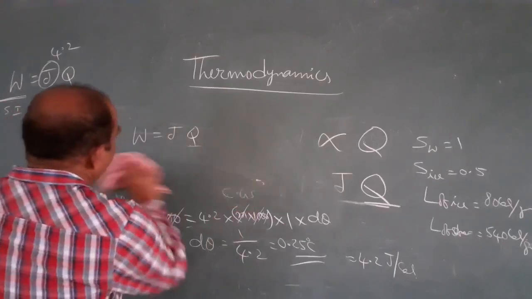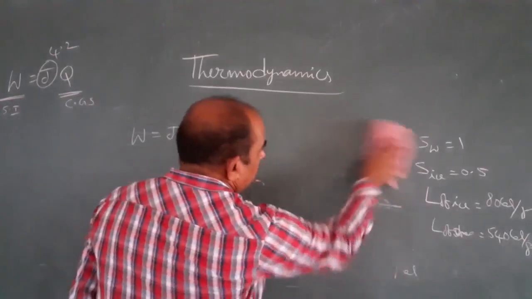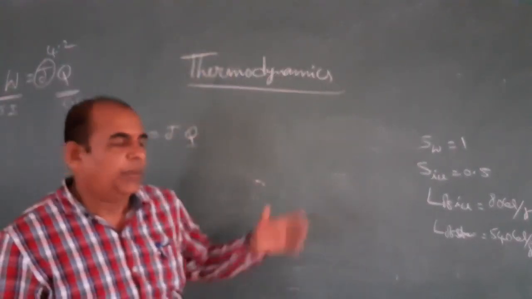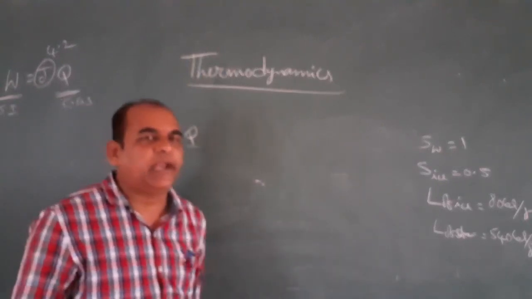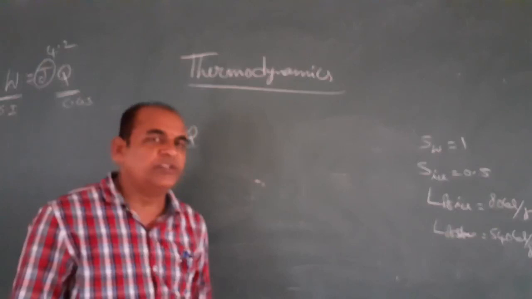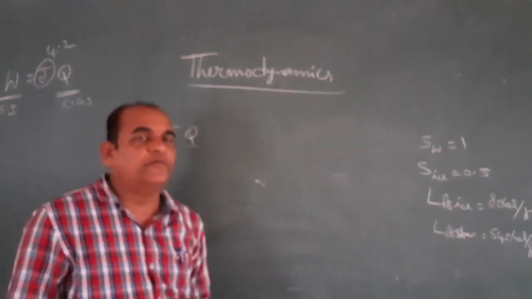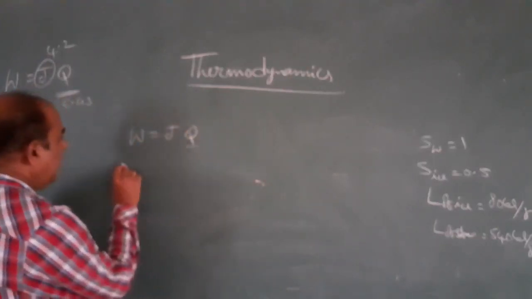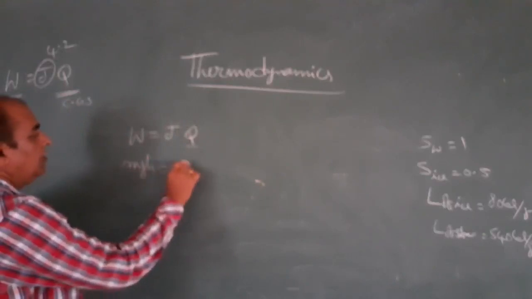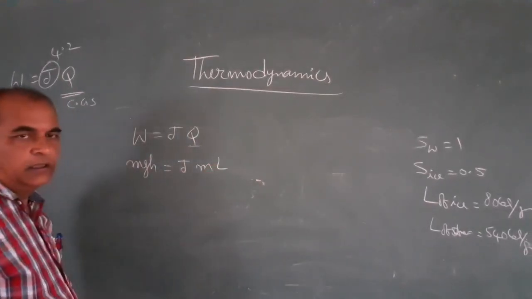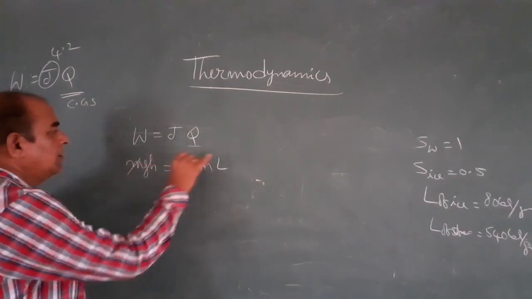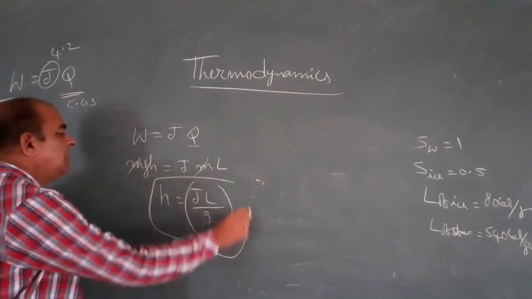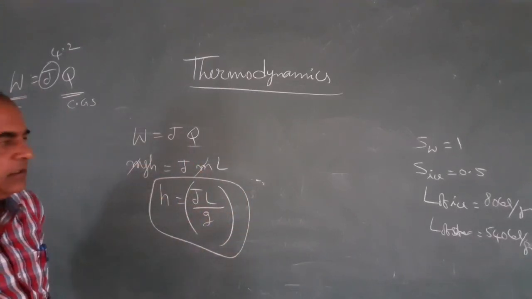And one more problem. An ice cube at 0 degrees centigrade is dropped from a large height, but on reaching the ground, it just melts. Calculate the height from which the ice cube is dropped. Ice cube is at 0 degrees centigrade. Then mgh is equal to J into mL. Ice is melting. Okay, m cancels. h is equal to JL by g. In SI system use this one. J value also 1.